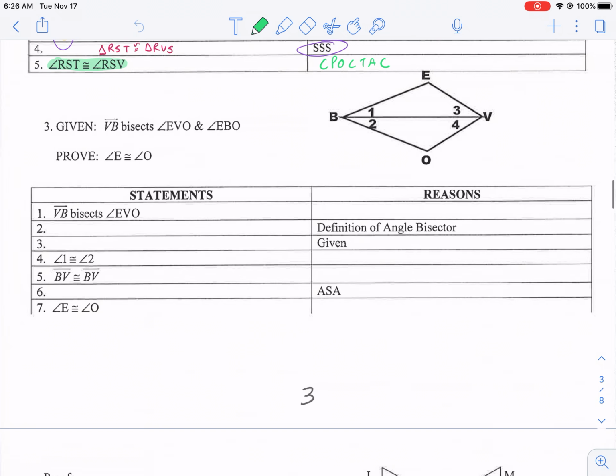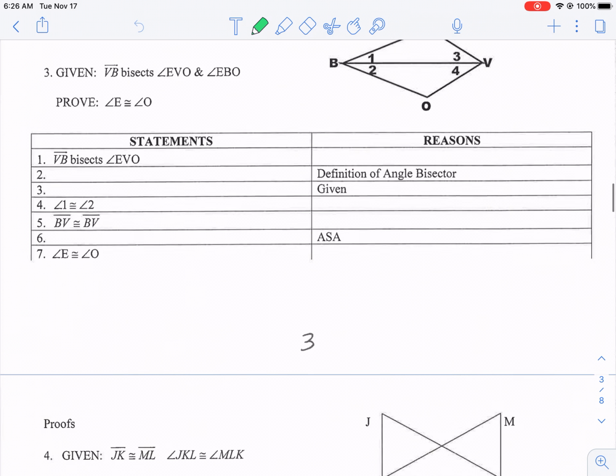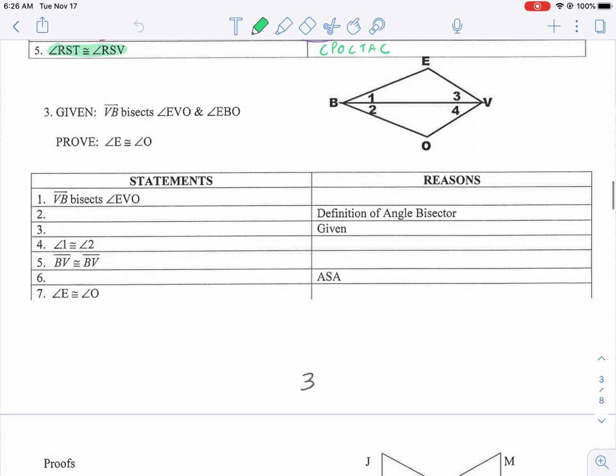We're going to be going a little bit faster with question 3 through question 6 in this video. So let's get started. We're given VB bisects angle EVO and EBO. So the first thing I want to do is highlight this bisector, which bisects this angle and this angle.